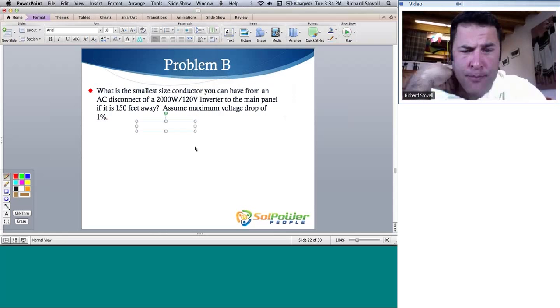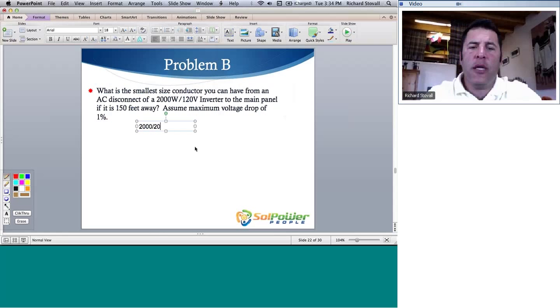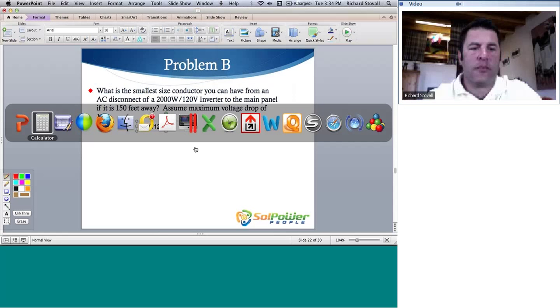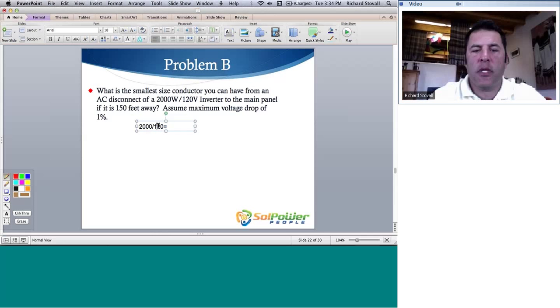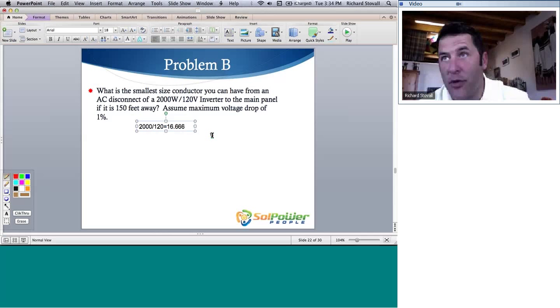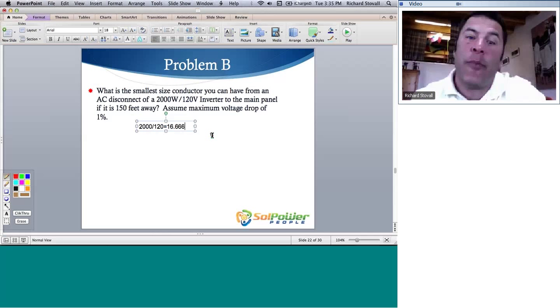So to determine the current, it's 2,000 divided by 120, which is equal to 16.6 amps. So that's our maximum current that we should expect from this inverter. We're not sizing for the overcurrent protection device. We're not sizing for conductors. We're just trying to figure out the maximum actual current we should see, and it's 16.66.